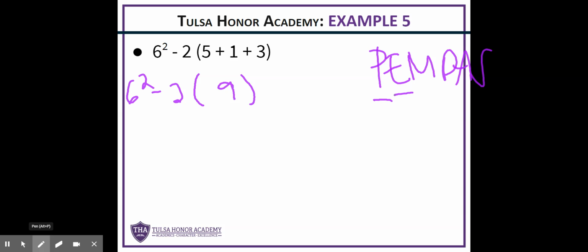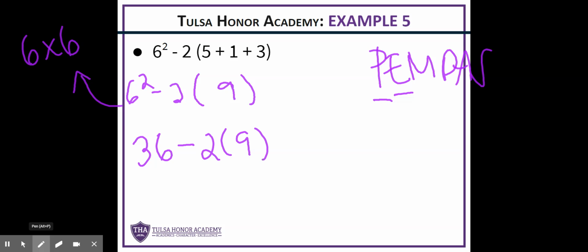Next, we have an exponent. So let's solve our exponent. 6 to the second is also known as 6 times 6, which is 36. Next, we're going to multiply because we do have multiplication. Remember, when a number is right next to a parentheses like that, we're going to multiply. So 2 times 9 is 18.